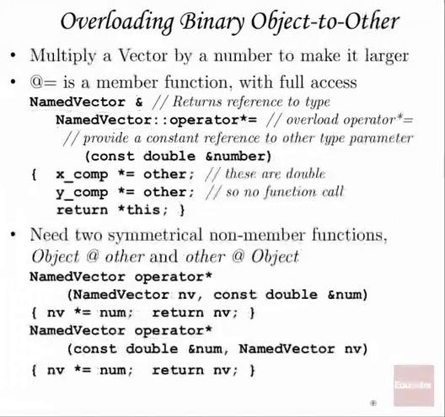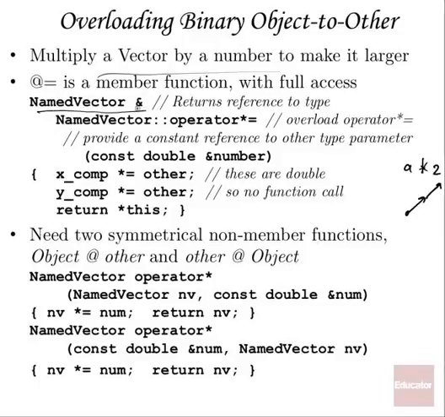So here we go, a binary object to other. This is where you have your cases like, and I'm using multiply in this case, times 2. We have a vector, and it's pointing out in whatever direction it's pointing in. We want to multiply it by 2, which means it's twice as large as what it was before. So here, like doing the other operator, we have full access, and we're returning a vector, a named vector.